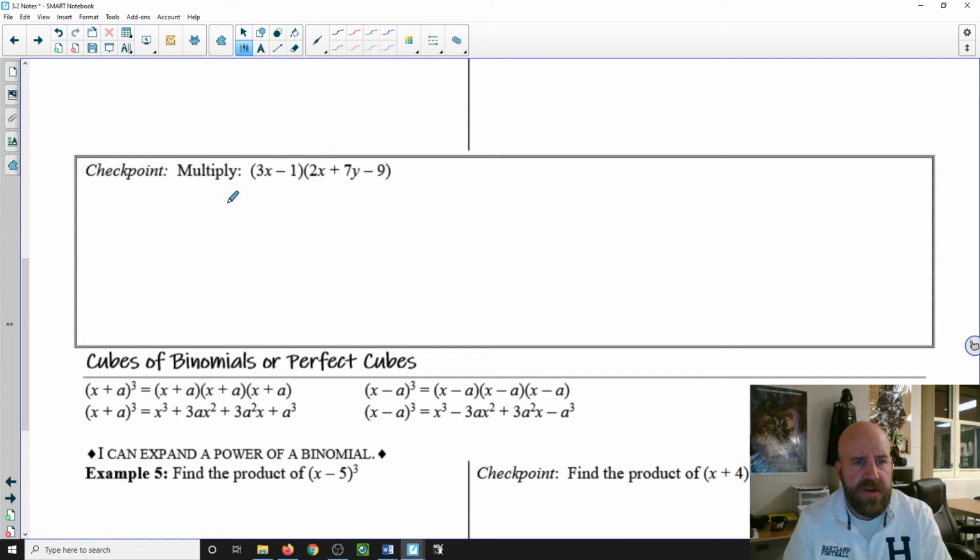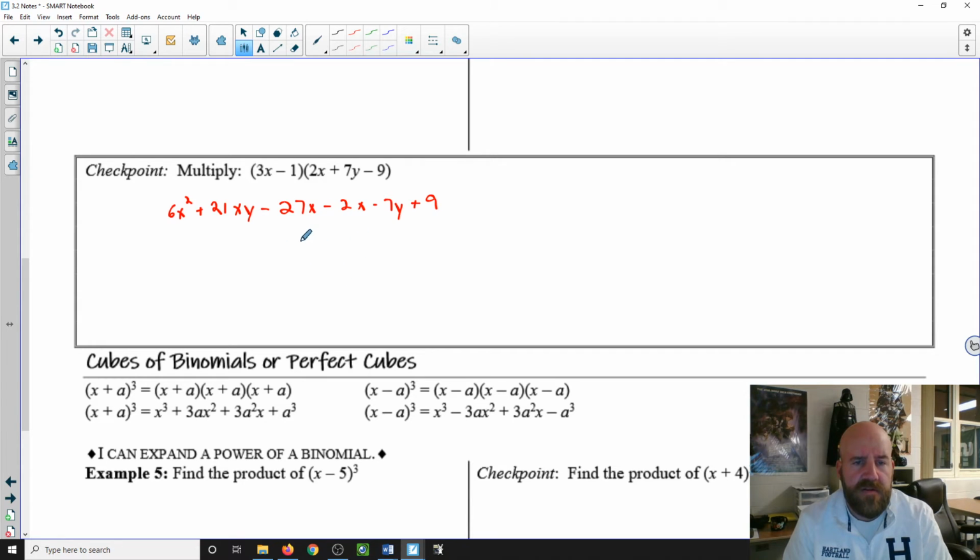Okay, so multiplying in, we have 3x times 2x, 6x squared. 3x times 7y, so we're going to get a plus 21xy. And then 3x times 9, or sorry, negative 9, so negative 27x. Negative 1 in, we get negative 2x, negative 7y, and a positive 9.